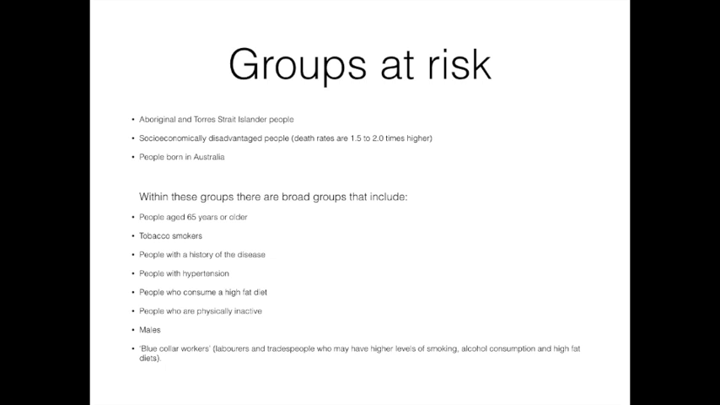Within these broad groups are people at particular risk. These people include those who are aged 65 years or older, tobacco smokers, people with a history of cardiovascular disease, people with hypertension, people who consume a high-fat diet, people who are physically inactive, males, and blue-collar workers. These are labourers and tradespeople who may have high levels of smoking, alcohol consumption, and have high-fat diets.